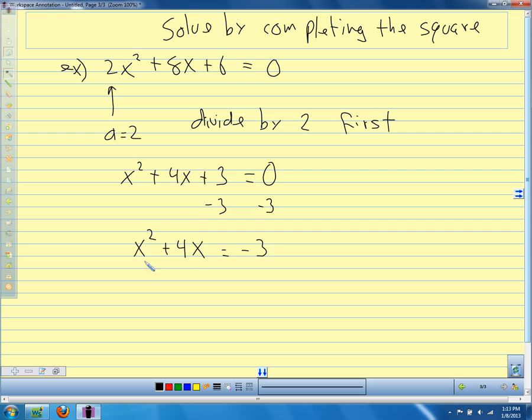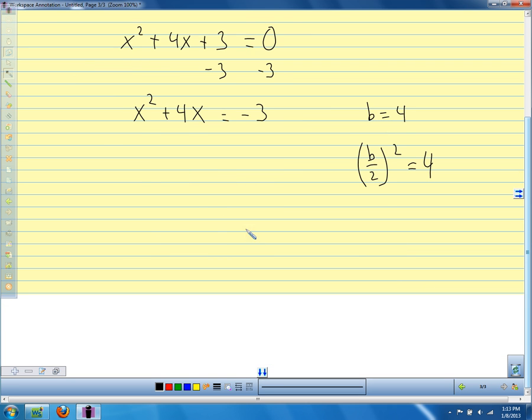Well, we just did this problem, didn't we? What is b here? b = 4. b over 2 is 4 divided by 2, right? So b over 2 is 2, and squared it's 4. I'm going to add that to both sides. So x^2 + 4x + 4 = -3 + 4, which is 1.